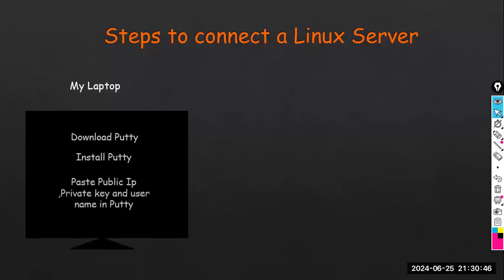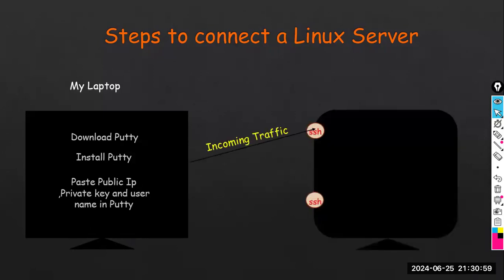That server's details you need to know, like the public IP address of that server, the private key of that server, and the username of that server. If you know these three details, then only you can access that machine. Through the SSH port, you can access that machine. Our traffic will go through the SSH port.